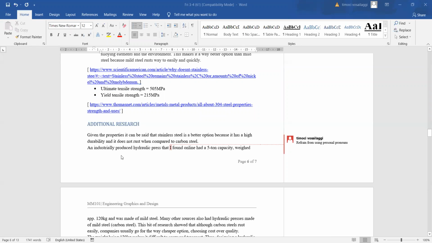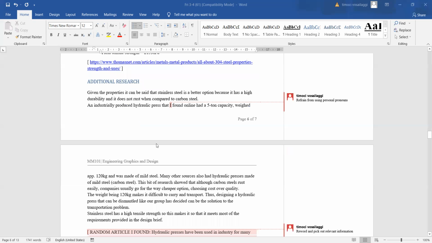Additional research. Just correct me if I'm wrong, but I get the sense that this is just a compilation of all the research that you've done. It's not a finalized literature review. Am I correct in assuming that? Is that a correct assumption to say that you guys haven't? Oh, okay. All right.